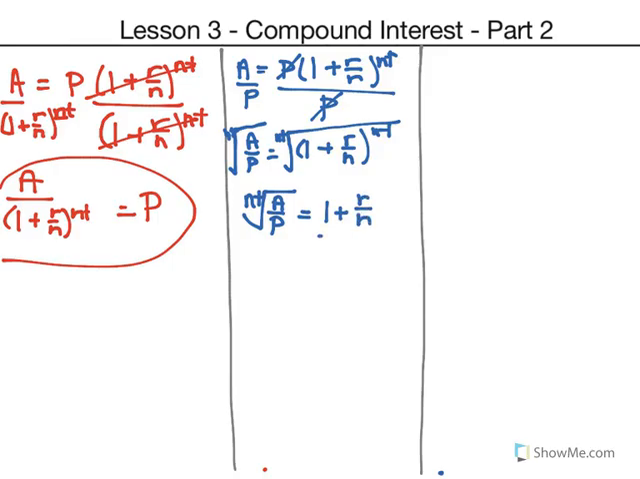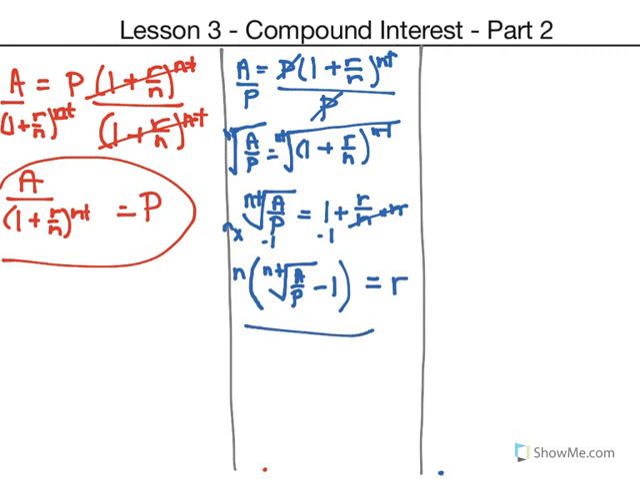Now we're going to subtract 1 and multiply by n on both sides. So this turns into n on the outside. We have to subtract the 1 first. The ntth root of A over P minus 1. So that is how you isolate for the rate.